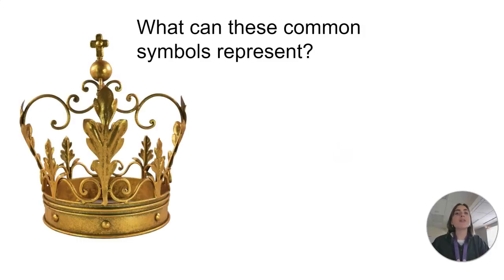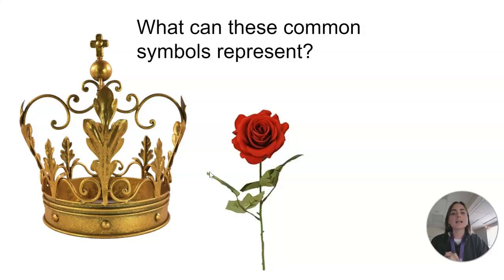So first we have the symbol of a crown, which is a tangible object. And a crown can represent or symbolize things like power or wealth. A rose is also a super common symbol, and usually it represents love or romance, right? But sometimes a rose could also symbolize danger, because if we think about the thorns on a rose, they can be really harmful or dangerous.